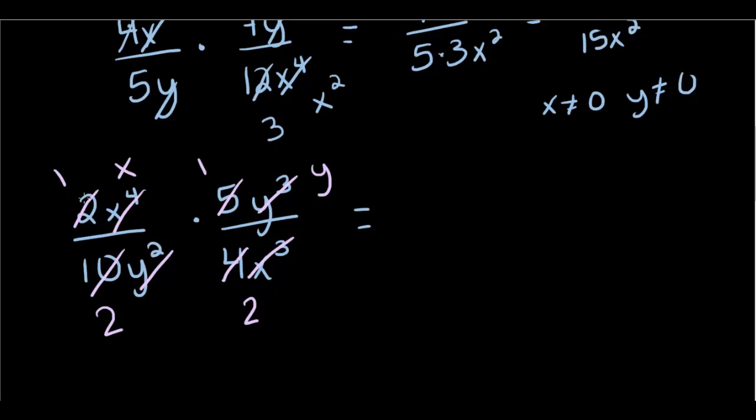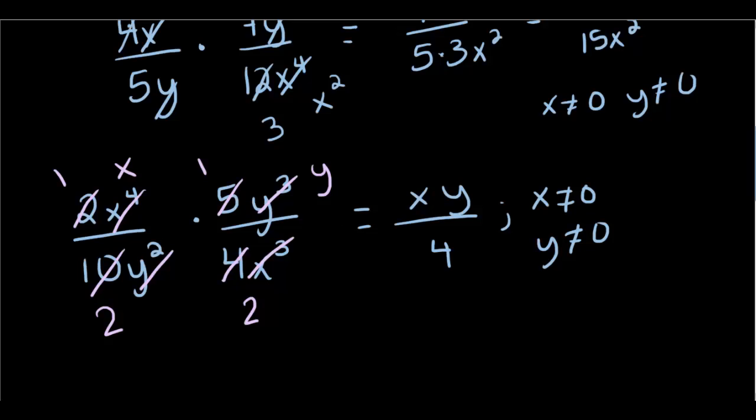So now I don't need to write the ones. So it's going to be x y over 2 times 2, 4. And x is not 0, and y is not 0. Because those are the values that will make the expressions undefined.